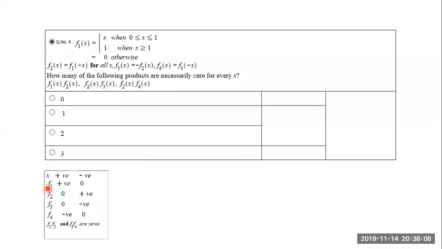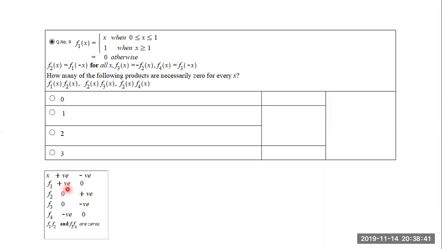What we will do is take x positive and x negative. Then what happens to f1, f2, f3? You will see that. When x is positive, f1 is positive, because when x is greater than or equal to 1, or greater than 0, it is x, which is positive. When x is negative, it is 0. Therefore, this is there. And f2 is what?